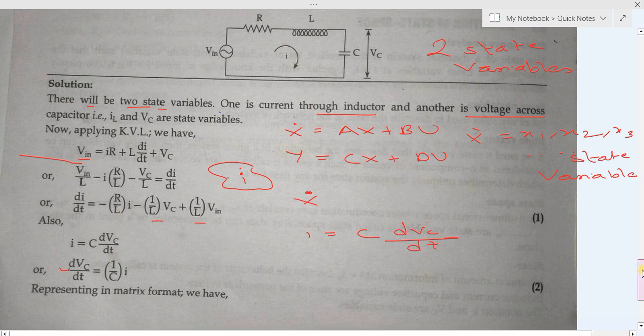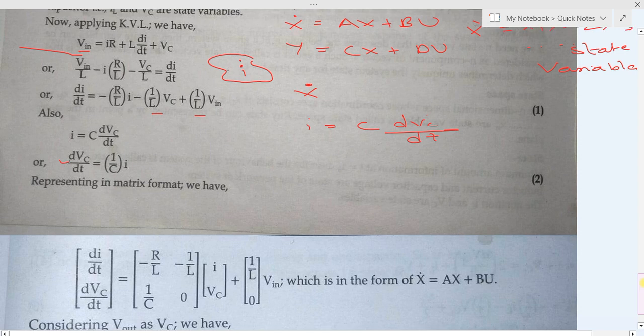Now, arranging them in matrix form, we get di/dt and dVc/dt. We have to arrange these two equations in the matrix form. How is this equation arranged? It is arranged in the form of x dot equals Ax plus Bu. What does x dot represent? Di/dt and dVc/dt equals Ax. Let us suppose our x be I and VC.